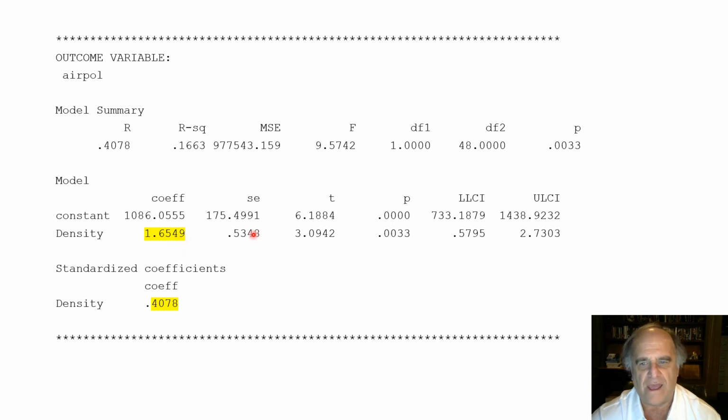When we look at our model, our B coefficient is 1.6549. And now, I asked for standardized coefficients just because I was interested in them. So I did add in that I wanted the standardized coefficient here. Again, though, this is our unstandardized coefficient, standard error, t-value, associated p-value, 0.0033. Of course, it matches what's up here. And also, if we look at the R square, population density explains about 17% of the variance in air pollution.